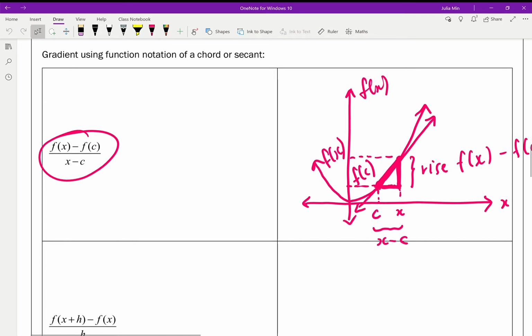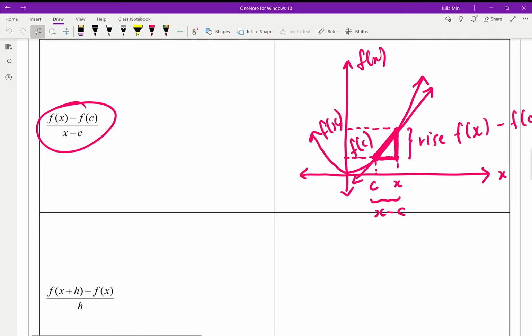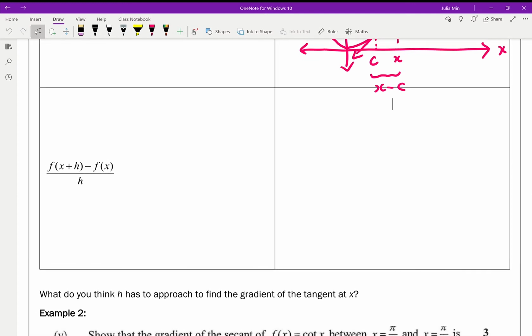All right, so we're going to look at the gradient of a chord or a secant with function notation. So we looked at this one, okay? If you don't really understand it, feel free to ask me. So let's look at the second one. This is the one that we're predominantly going to look at. And this is the difference quotient to find the gradient. Now remember, the gradient is also the average rate of change, okay?